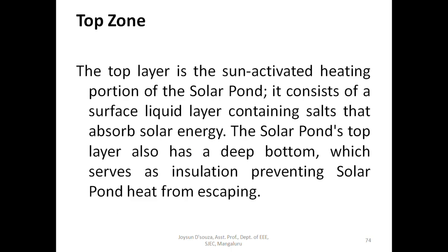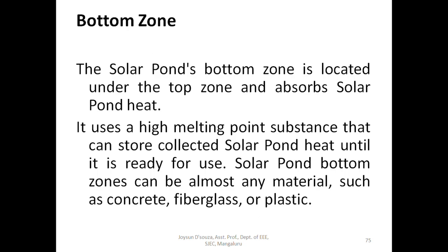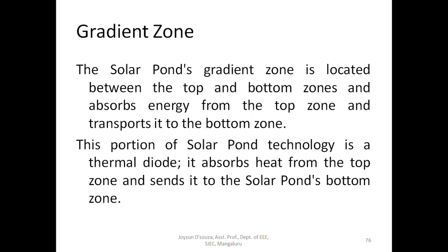So let's see the top zone. It has salts, and as you can see, the temperature will be up to 30 degrees centigrade. Next we can see this gradient zone. As you can see over here, this portion of solar pond technology is a thermal diode. It absorbs heat from the top zone and sends it to the solar pond's bottom zone. So it acts as a thermal diode.